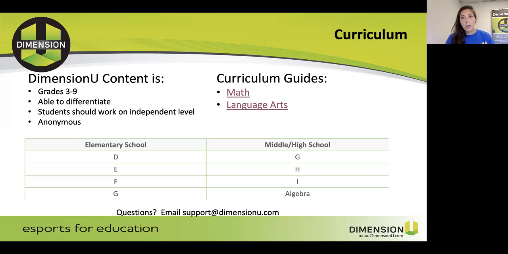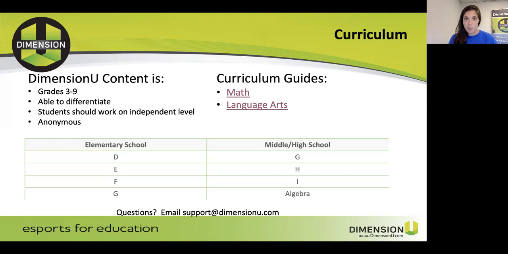Students will be able to work on their independent level because we don't assign them a specific place within our program based on their grade. We know that just because students are in a particular grade in school, they may not necessarily be on that academic level on their own. Some students are higher and some students are lower. DimensionU will offer your students a way to practice skills that will fit their specific needs, not necessarily the needs of their classmates. And they can do all of this anonymously because their classmates won't know what levels they're working on.